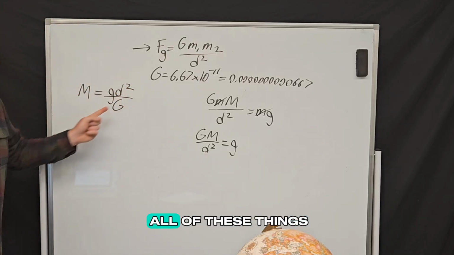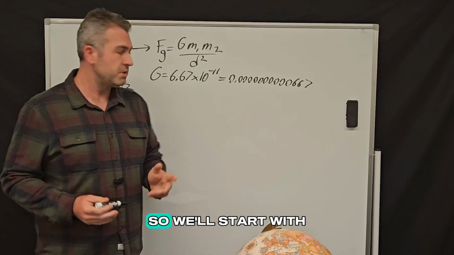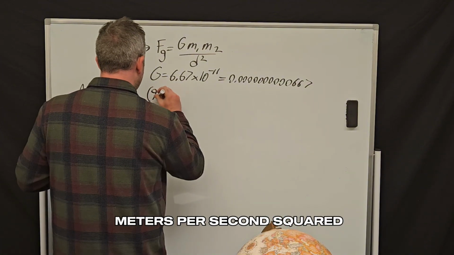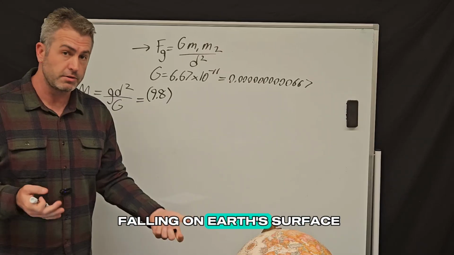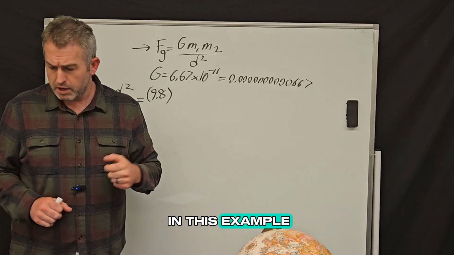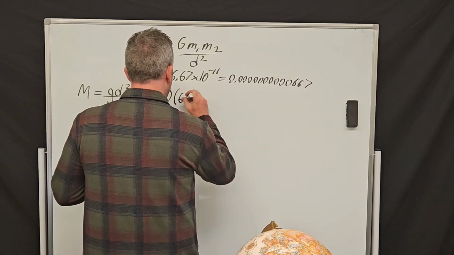And because we know all of these things, we can just plug them in and actually solve for the mass of the Earth. So we'll start with lowercase g. Remember, that is 9.8 meters per second squared. That's the acceleration of things that are falling on Earth's surface. D is the radius of the Earth in this example, which is 6,370,000.